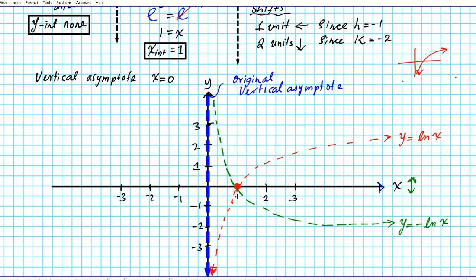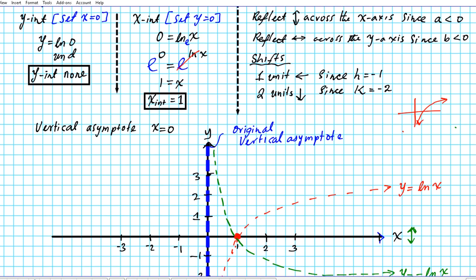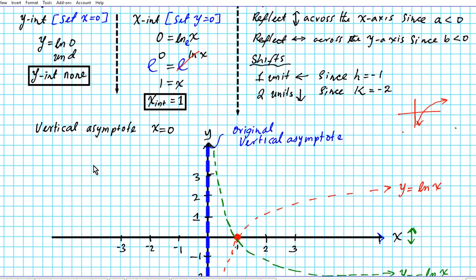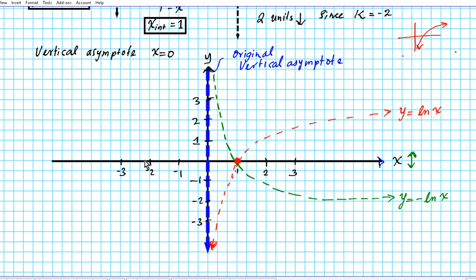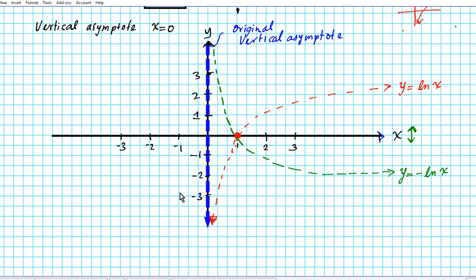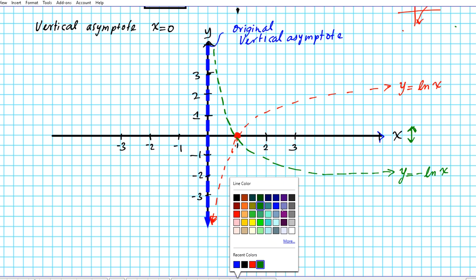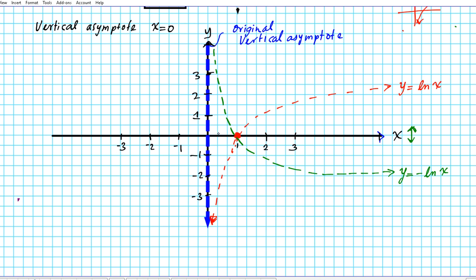Now we still have another reflection. We also have a horizontal reflection across the y-axis because b is negative. So what will that look like? Well, we can illustrate that just by reflecting the line across the y-axis. Everything on the right will end up on the left. We have nothing on the left, so nothing ends up on the right. This point at positive 1, if we reflect it across the y-axis, will end up at negative 1. Then we're going to draw the green function that has been reflected across the y-axis.